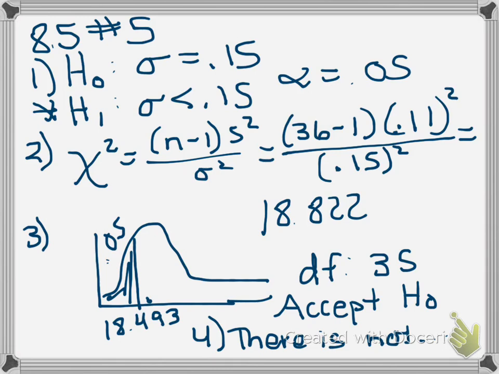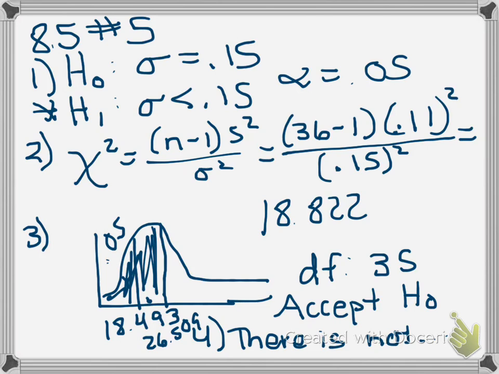Realize if you used 26.509, which is the degrees of freedom for 40, you would be here and you would have rejected H naught. If you use 22, which is about in the middle of those, so about 35, you would have also rejected H naught. So realize this one comes real close to the cutoffs. So depending which degrees of freedom you used, you might get accept or reject.